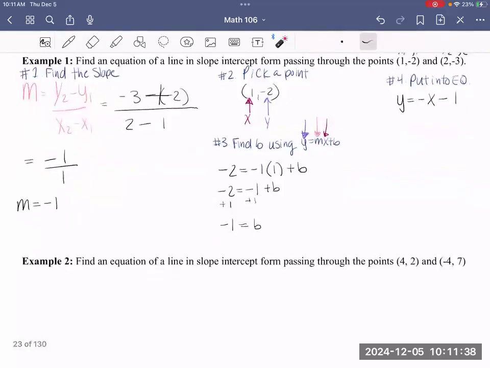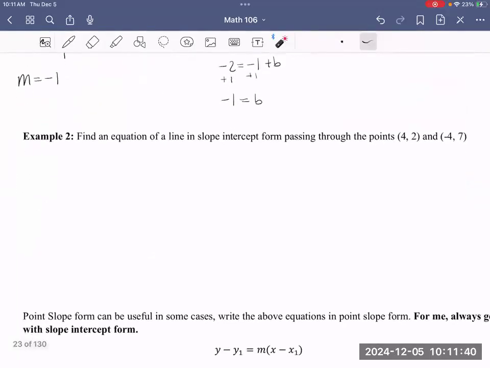Let's have you try it again with example 2. See if you can pause the video and attempt it yourself. So it says find an equation of a line that goes through these 2 points. So again, I'm going to label here x1, y1, x2, y2. And my slope is y2 minus y1 over x2 minus x1.